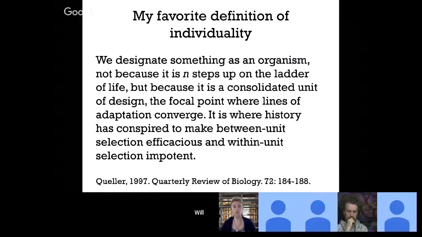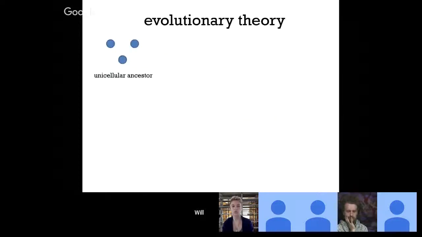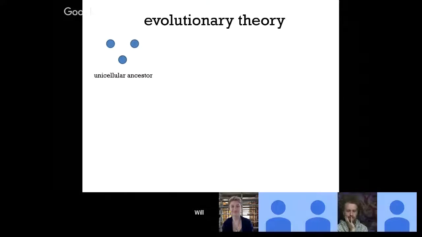It is where history has conspired to make between unit selection efficacious and within unit selection impotent. I think it's beautiful writing, and it sums up the evolutionary process. So we can kind of diagram this evolutionary process out.